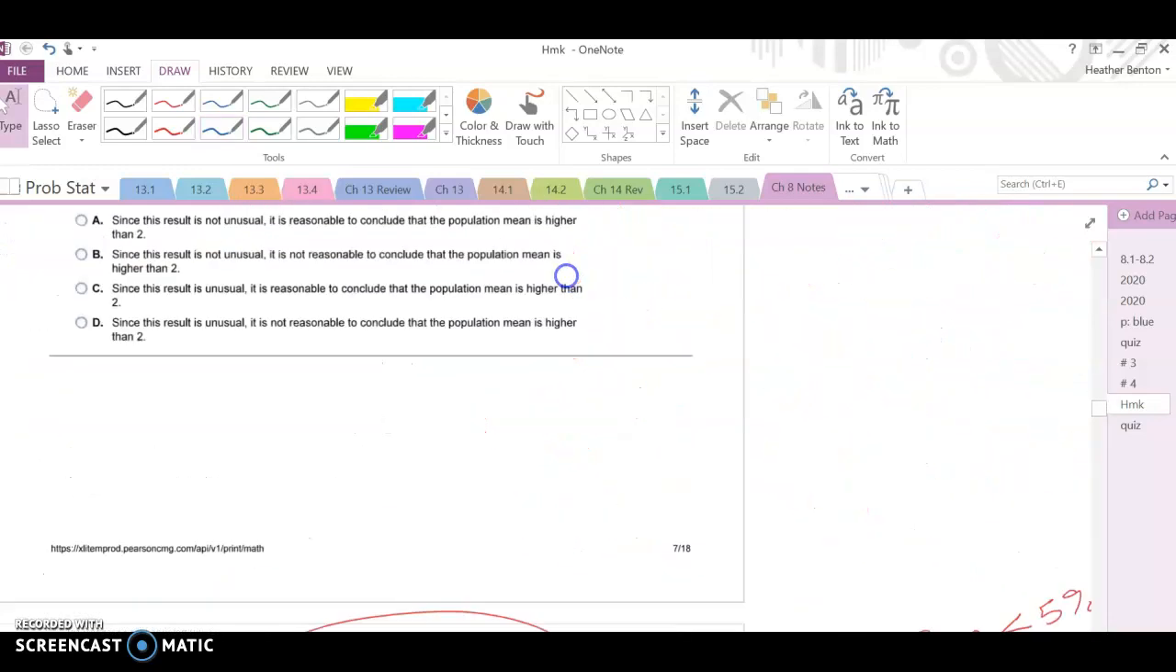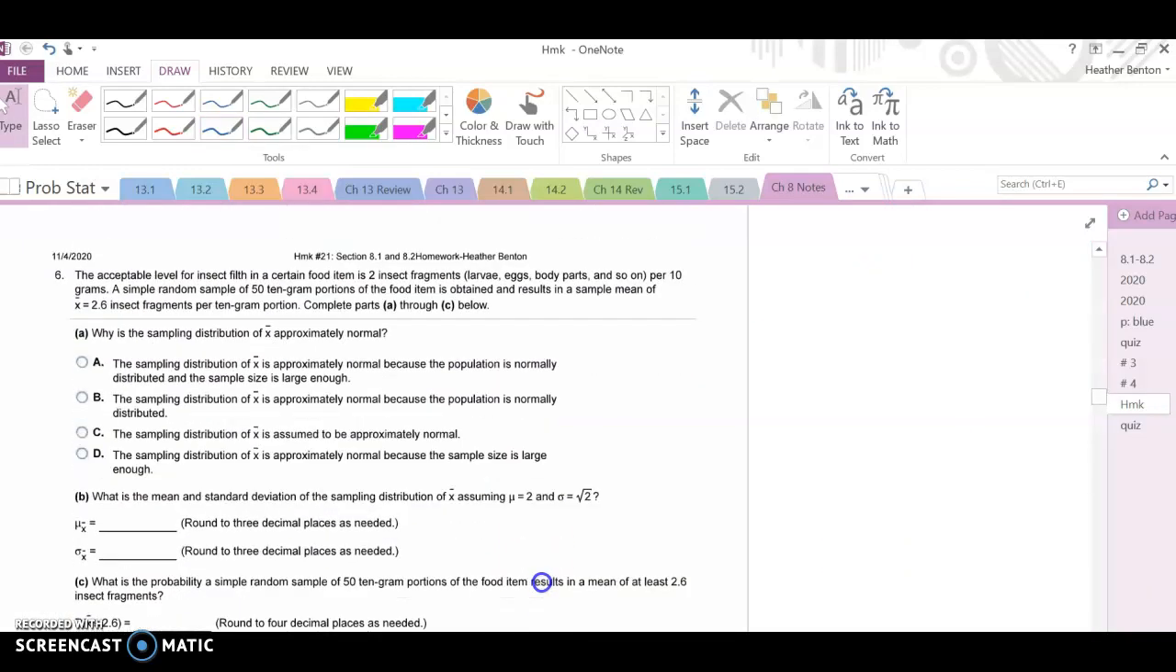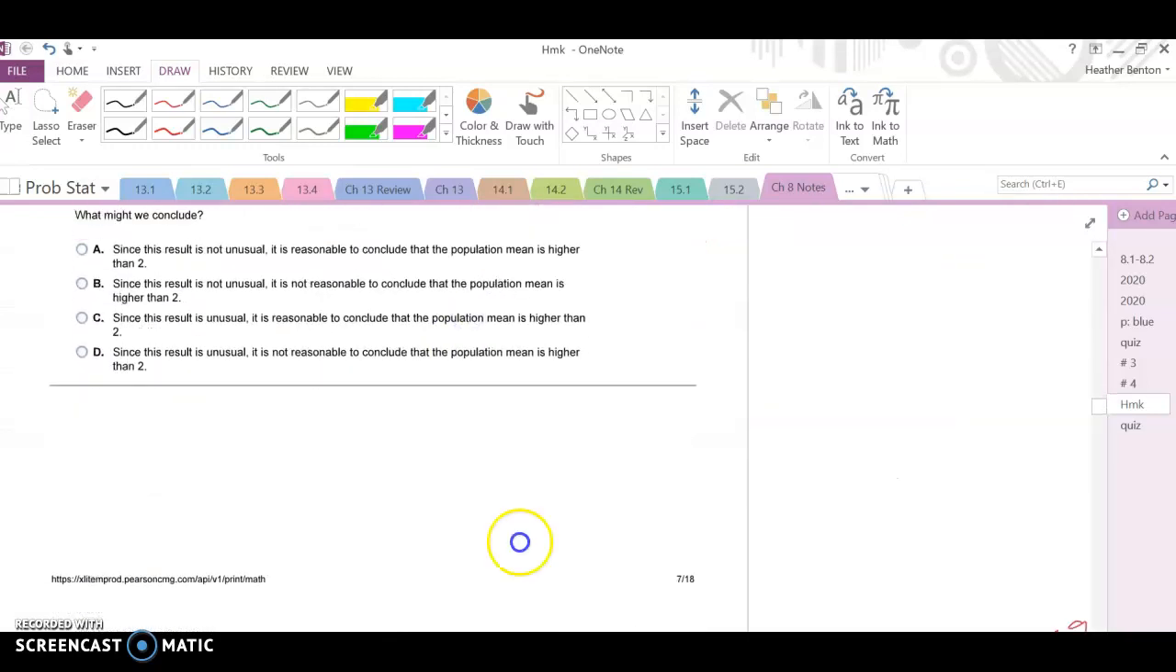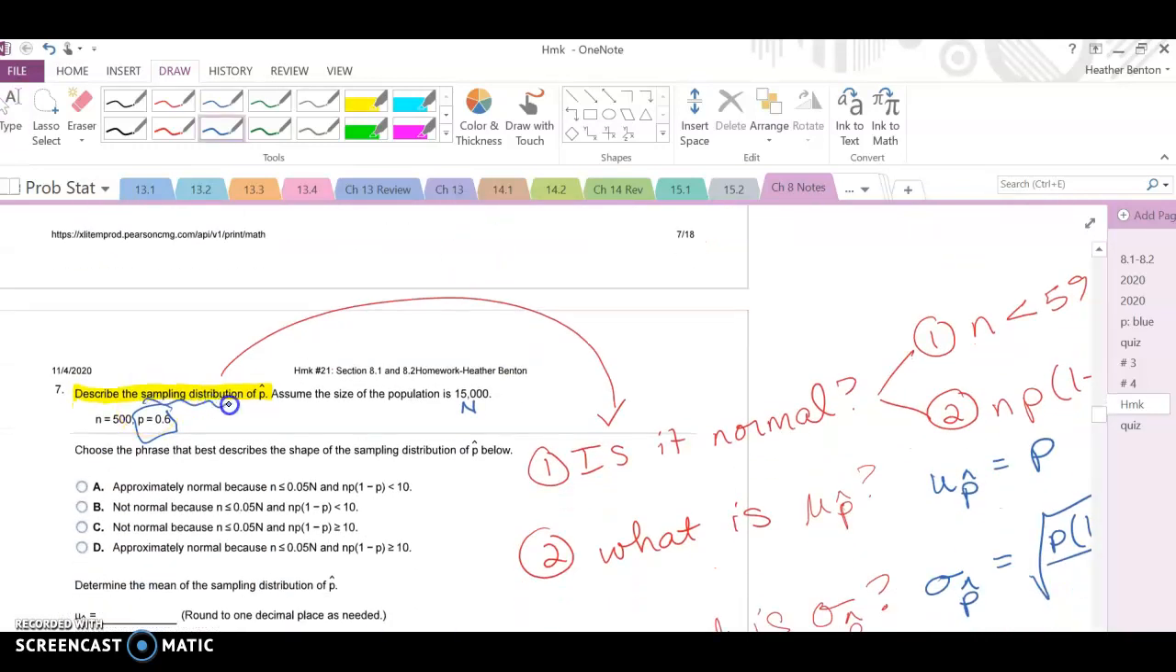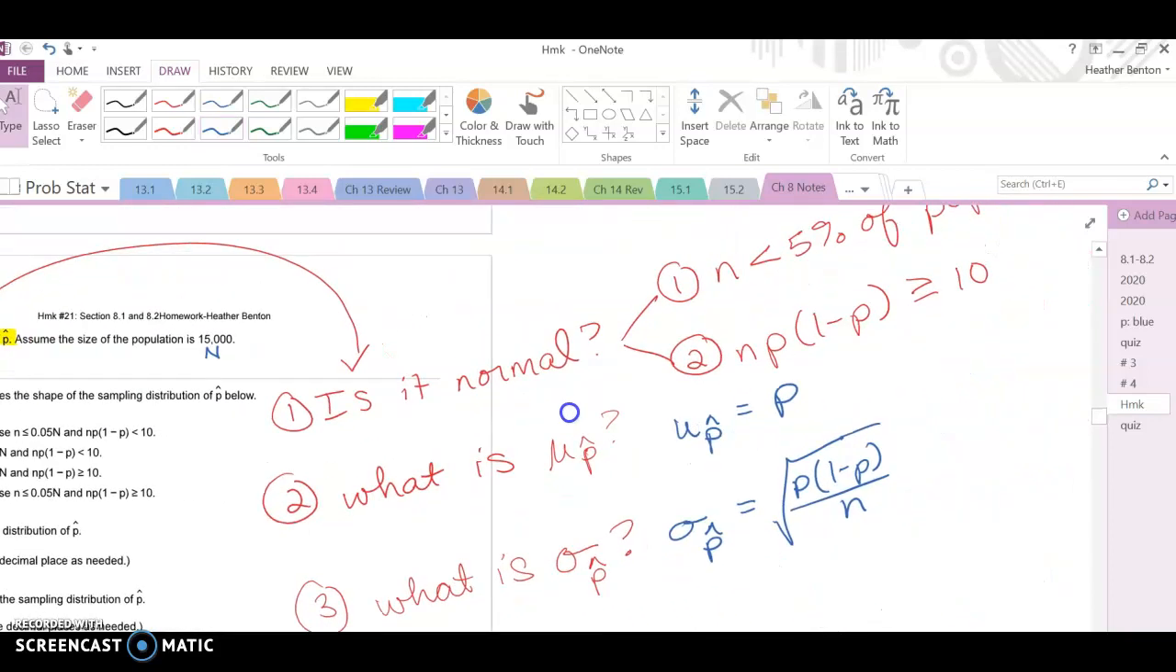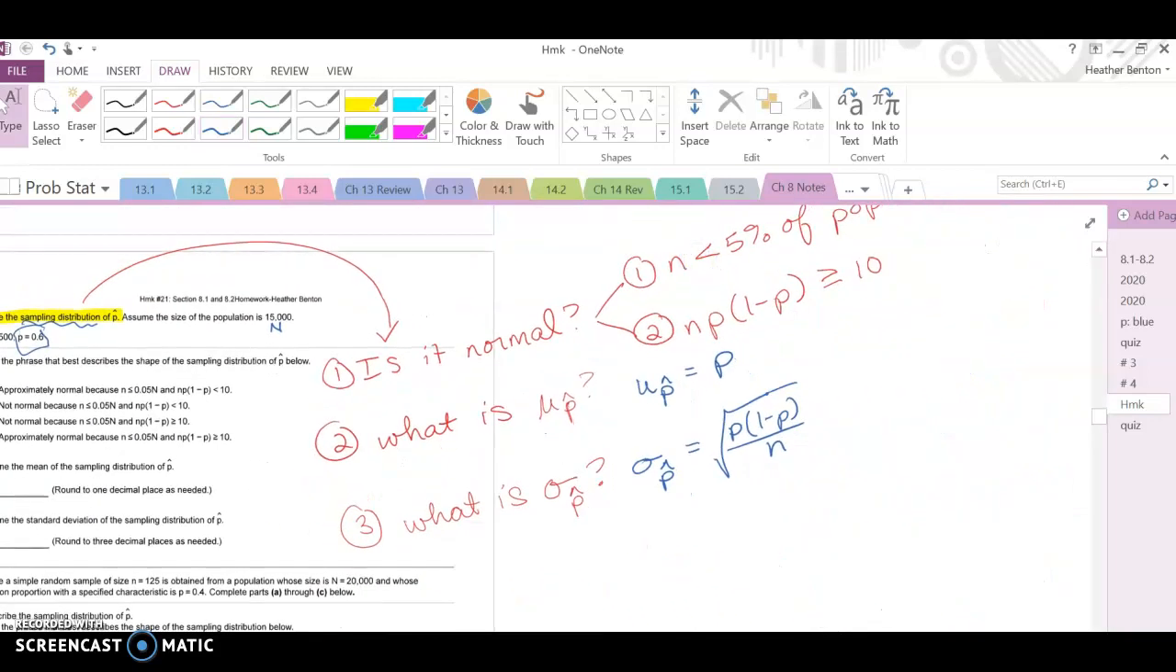So first of all, when they say describe the sampling distribution, what they mean is 3 things. They mean, is your distribution normal? They mean, what is the center, in which case they're asking about the mean, and then they're asking about the spread, and by spread they mean the standard deviation.